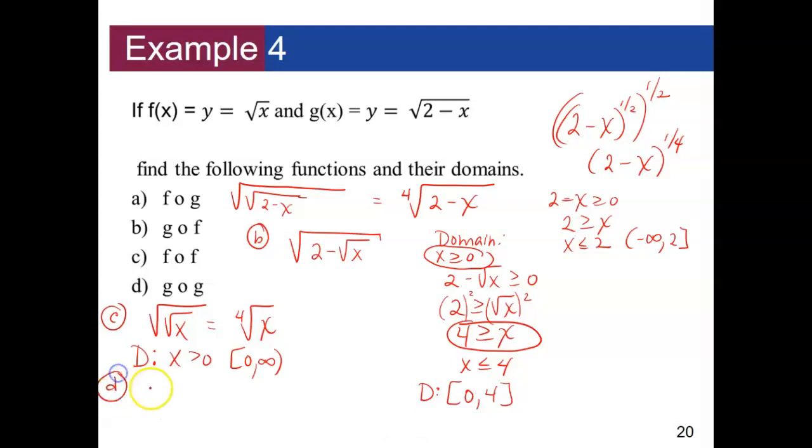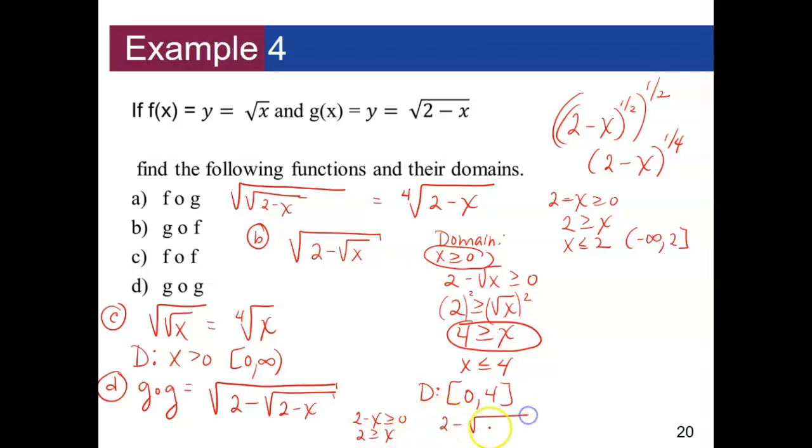Okay, part D, we've got g of g. So I'm going to take this function and put it into itself. So I've got 2 minus the square root of 2 minus x. So for the domain on this one, I've got a couple things to consider. I've got to make sure that the 2 minus x is greater than or equal to 0. And I've got to make sure the 2 minus the square root of 2 minus x is greater than or equal to 0. So I've got to make sure this is greater than or equal to 0, and I've got to make sure this is greater than or equal to 0.